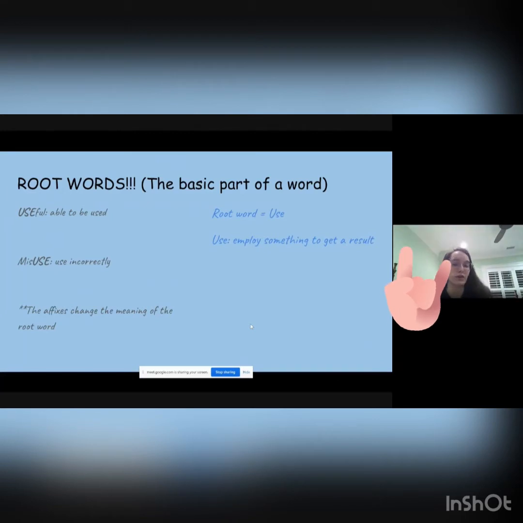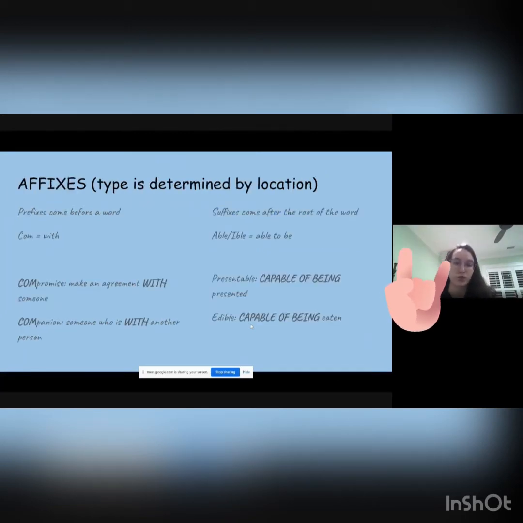And now we'll talk about affixes. There are two types of affixes that we're going to be talking about in this video, and they are determined by location. First, we have a prefix, which comes before the root word, and one example of a prefix is com, which means with. Compromise is a word that has the prefix com, and it means to make an agreement with someone. Then we have companion, which is someone who is with another person. Again it means with, because it comes from the com in companion.